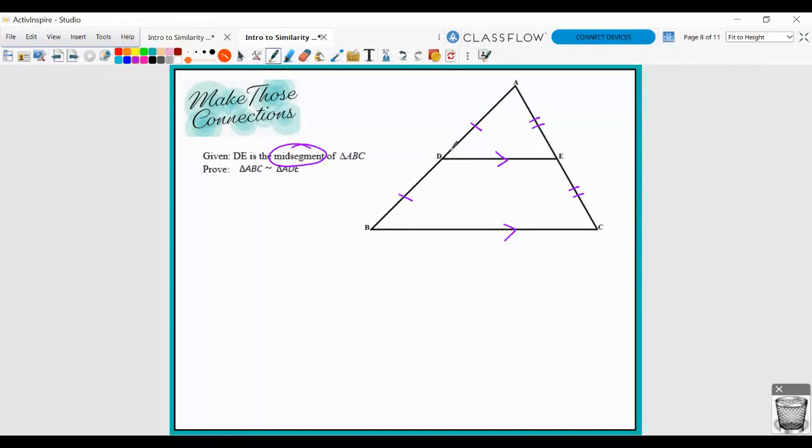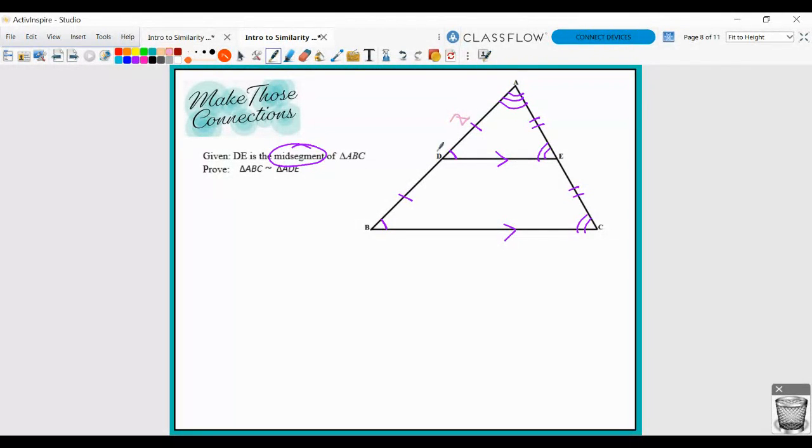Right? If those two are parallel, we know that this angle and this angle are congruent. We know that this angle and this angle are congruent. We know that this angle is congruent to itself. So I know that corresponding angles are congruent. Right? I've got ABC and ADE. So check this out. I'm going to put numbers on it just to kind of talk about it.